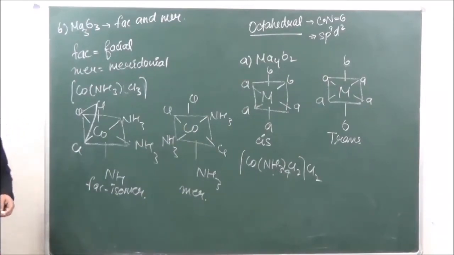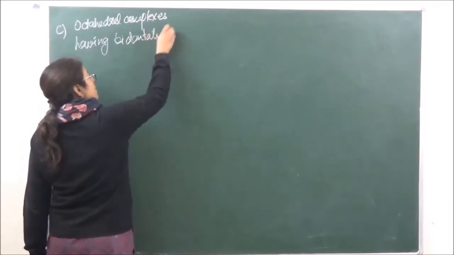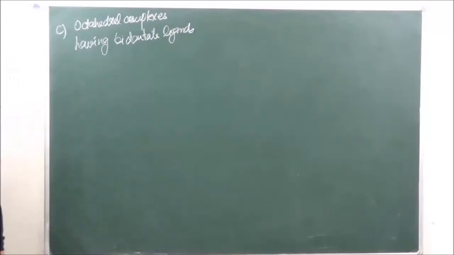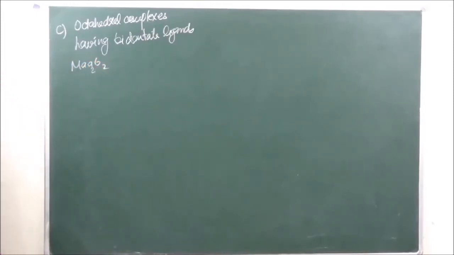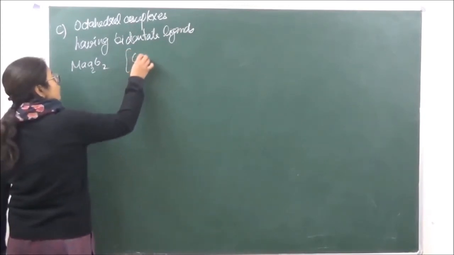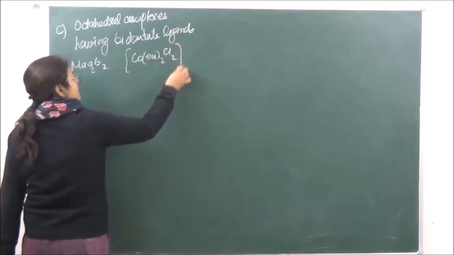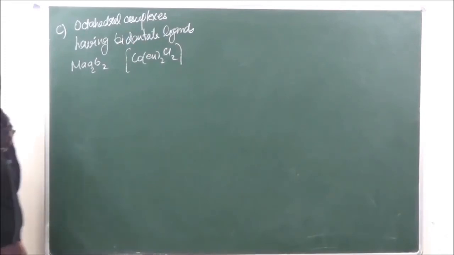Then let's go on to the next type of complexes which have bidentate ligands. Bidentate ligands, right? So bidentate ligands of the type MAA2B2. Okay, so we're taking an example over here of cobalt, bis(ethylenediamine), and chlorine is the other ligand which is going to be present with a positive charge.